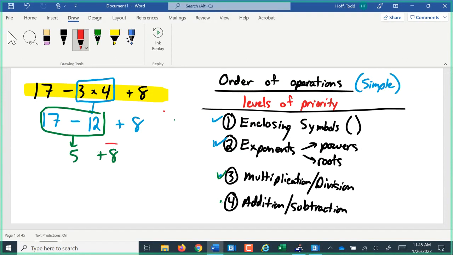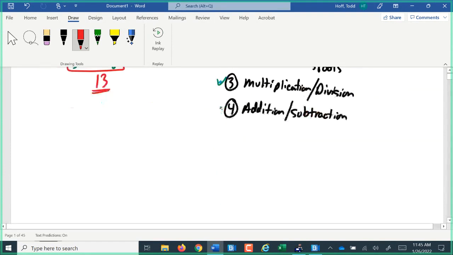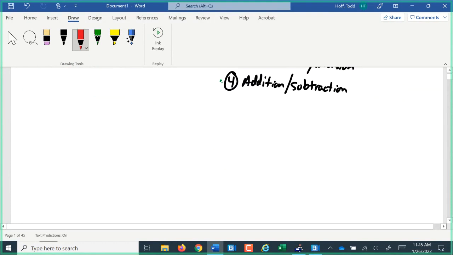And then finally, we have 5 plus 8, which is 13. That all reduces to a 13. Not a terribly difficult problem, so let's step up to something a little bit more strenuous.